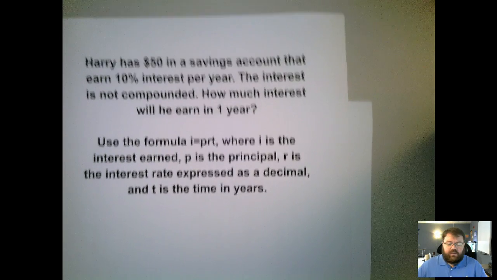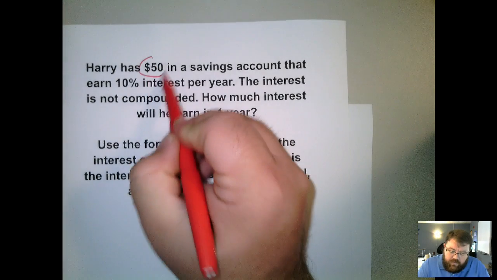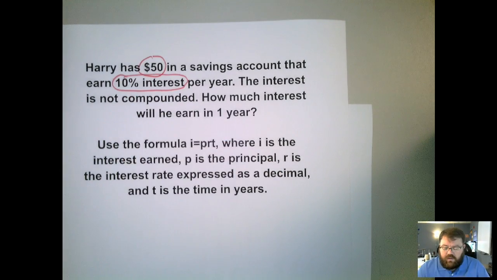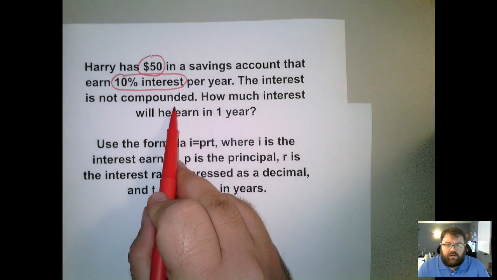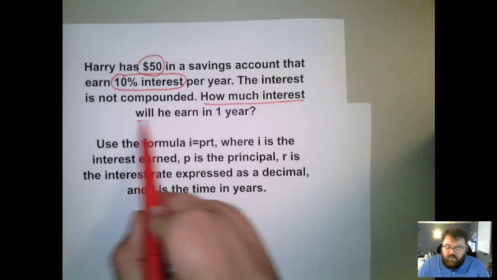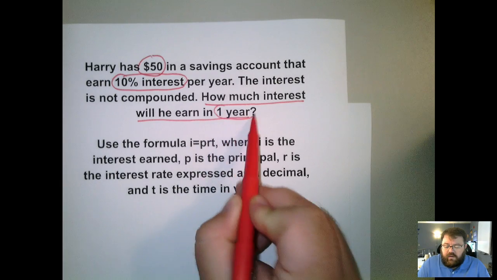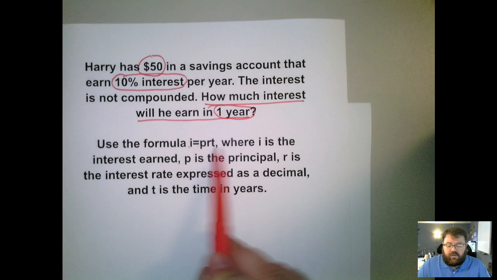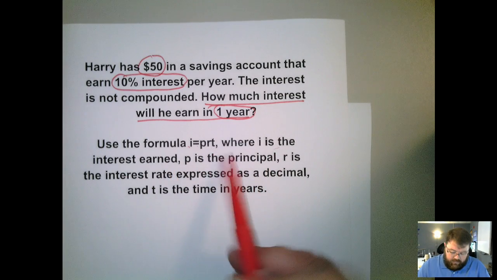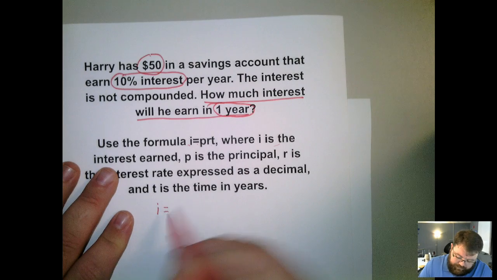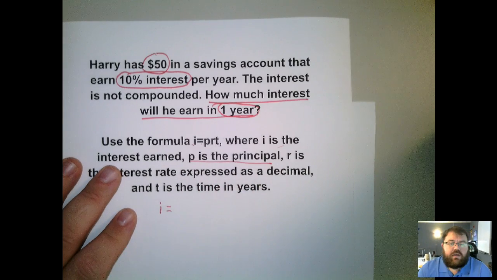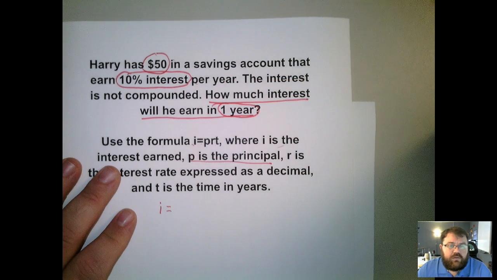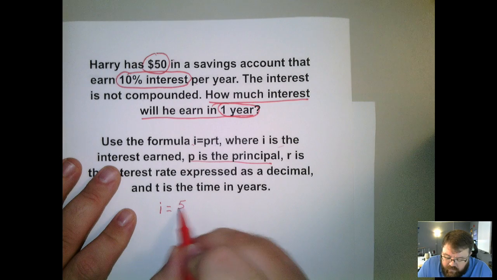This question. Harry has $50 in a savings account that earns 10% interest per year. The interest is not compounded. How much interest will he earn in 1 year? Use the formula I equals PRT, where I is the interest, P is the principal. Pause the video and tell me which of these numbers is the principal. Hopefully you said 50.